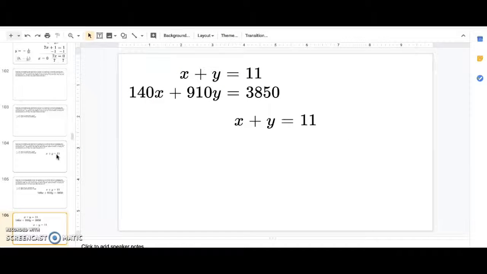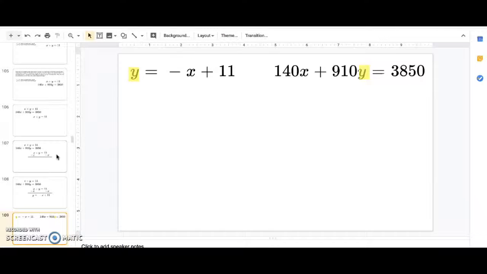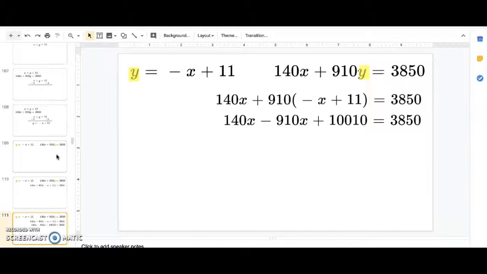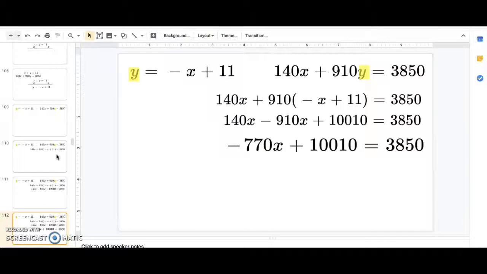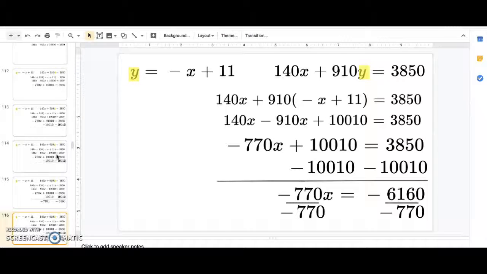So now I'm going to use substitution to solve the system. I'm going to go ahead and solve the first equation for y. So I'm going to subtract x from both sides, and I'll get y equals negative x plus 11. Then I'm going to substitute that in for y in the second equation. So I'm going to take the y out and replace it with negative x plus 11. I distribute 910 inside, and I'll get 140x minus 910x plus 10,010 equals 3,850. Combine my like terms, I'll get negative 770x plus 10,010 equals 3,850. Subtract 10,010 from both sides, I will have negative 770x equals negative 6,160. Divide both sides by negative 770, I will get x equals 8.